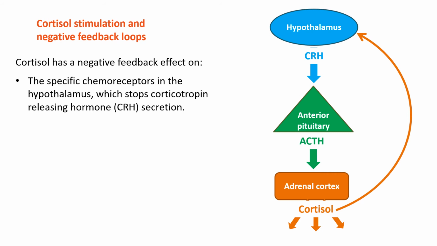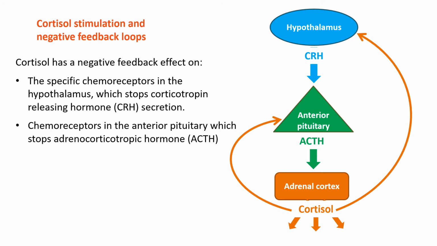Again, chemoreceptors in the hypothalamus, this time they bind cortisol. If cortisol levels are high, it will be bound to these chemoreceptors, which tells the hypothalamus that cortisol levels are too high. Hypothalamus, just like it stopped TRH, can stop CRH. So it inhibits the CRH secretion or release. That, of course, is going to then have an impact on ACTH and cortisol.